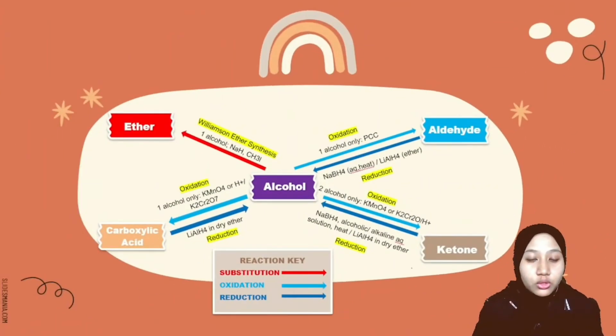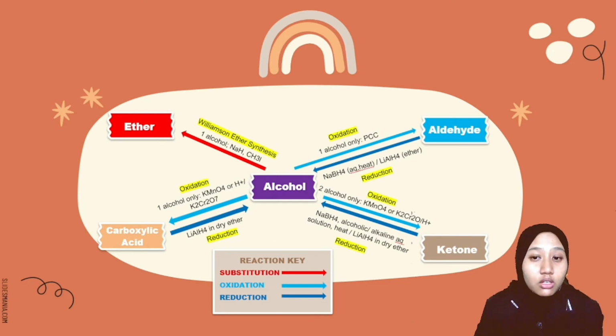Now, we go to the alcohol reaction. As we can see, from alcohol to aldehyde, from alcohol to ketone, and from alcohol to carboxylic acid, there are 2 types of reaction involved, which are oxidation and reduction. First, from alcohol to aldehyde, the reaction involved is oxidation. First, alcohol is added with PCC to form aldehyde. From aldehyde to alcohol, a reduction process is involved, by adding aldehyde with sodium borohydride and heat or lithium aluminum hydride to form alcohol.